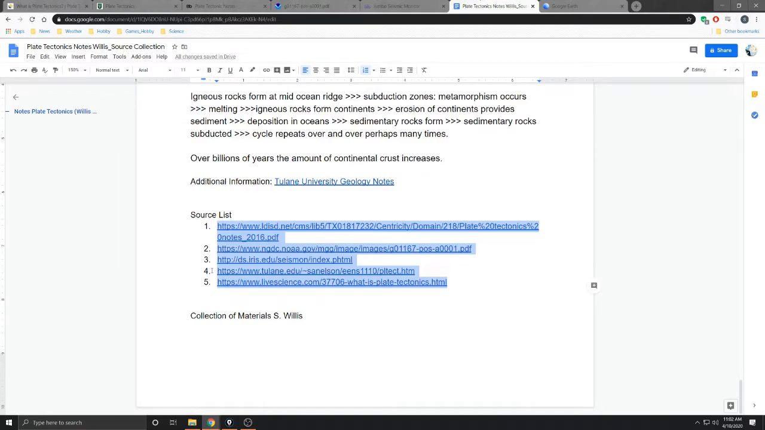So the next thing that we're going to talk about, just as a heads up, is going to be a series of information about volcanoes. We're going to take a look at the different types of volcanoes we have here.